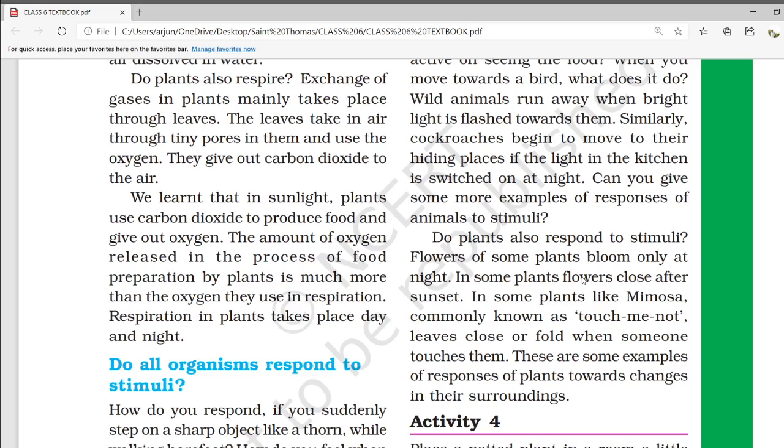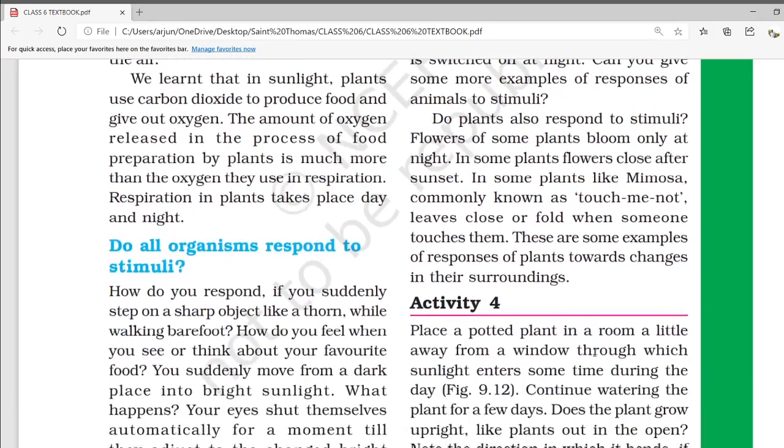Do plants also respond to stimuli? We know there is one plant which, if we touch it, will close its petals. Flowers of some plants bloom only at night. In some plants, flowers close after sunset. In some plants like mimosa, commonly known as touch-me-not, the leaves close or fold when someone touches them. Okay, these are some examples of responses of plants toward changes in their surrounding.